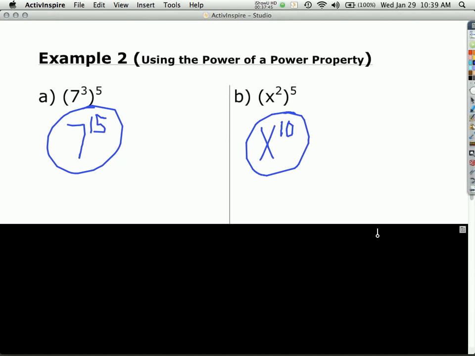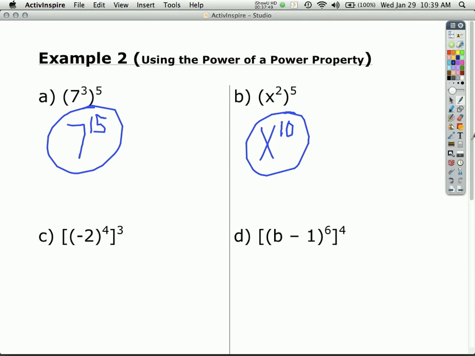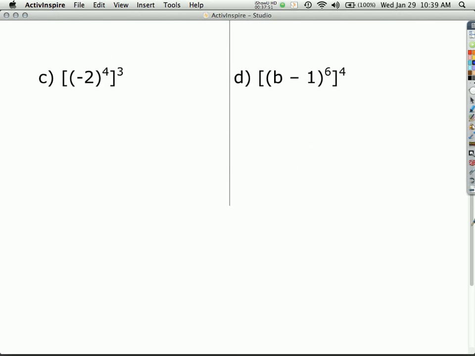Comments, questions, concerns? But now you're going to be faced with more complex situations such as these. So part C looks nasty. It looks nasty, but it's not really that nasty. It looks nasty because now we've got parentheses, we got brackets, and we got a negative number, but it's actually the same thing. There's nothing different about it. It may look a little more intimidating, but it's nothing different.